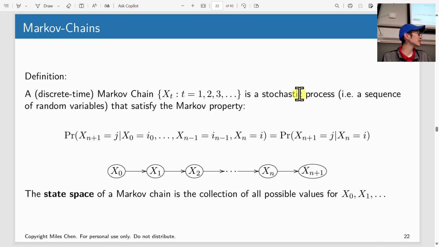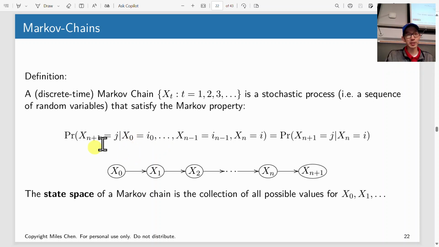What that means is that this is going to produce a sequence of random variables. You think about a random variable, and then you'll get another random variable, and then another. Depending on the process, those random variables could be independent of each other. In the Markov chain, the random variables are not independent. Instead, the random variables satisfy what we call the Markov property.